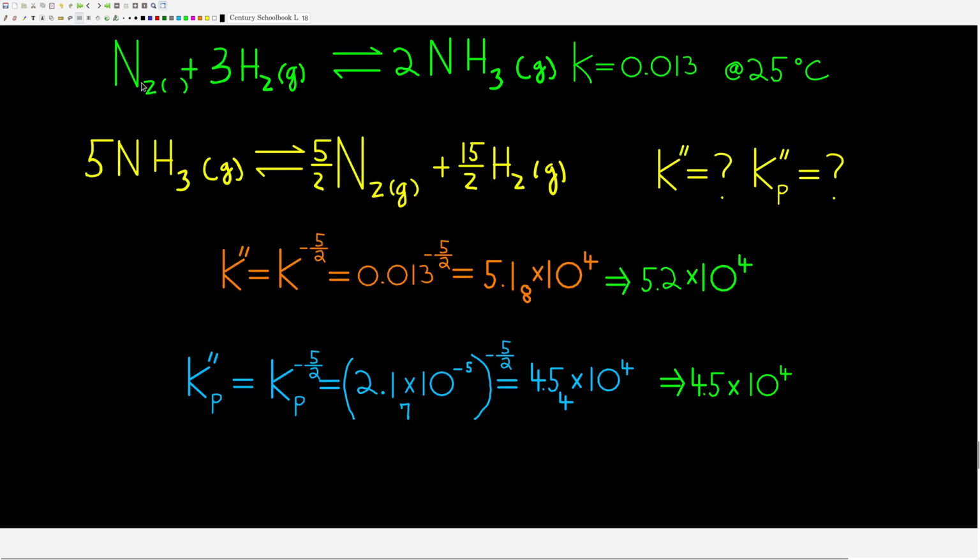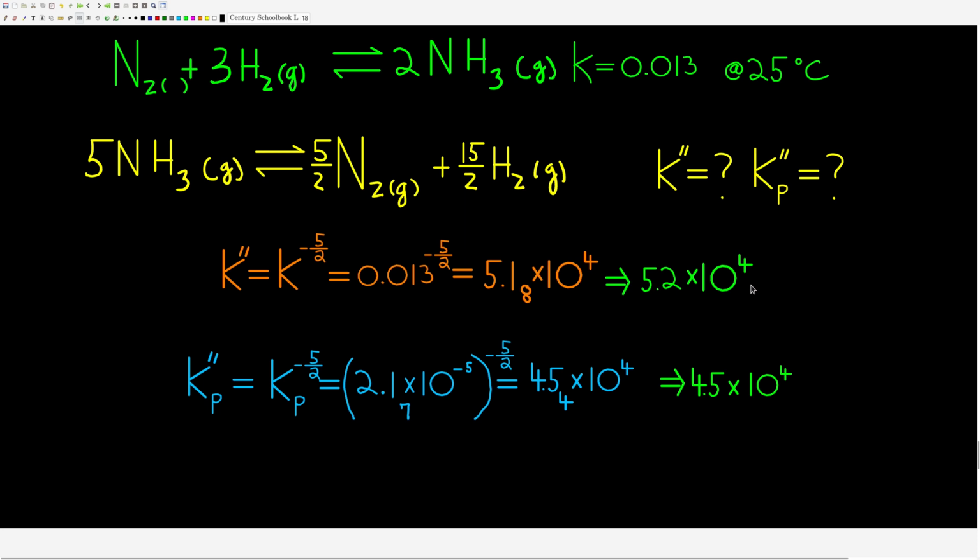And the same thing for the other one. Here, what we've done is we've both reversed the reaction and multiplied through by 5/2. So that means our K double prime, the primes aren't important, they're just to distinguish them, the K for this manipulated equation is just going to be the inverse of this K raised to the 5/2 power. So that's the same thing as K to the minus 5/2. So 0.013 to the minus 5/2, which ends up being 5.2 times 10 to the 4th.